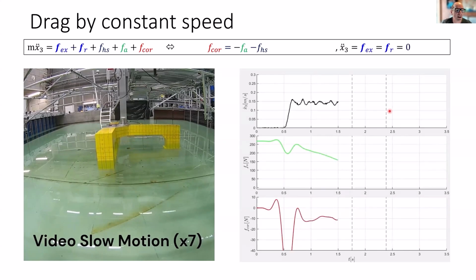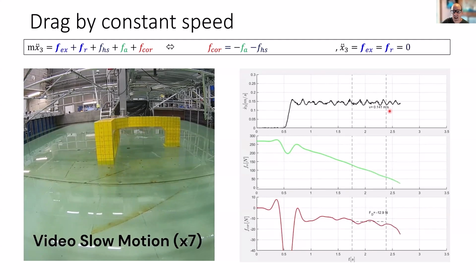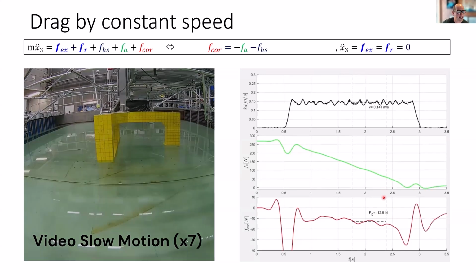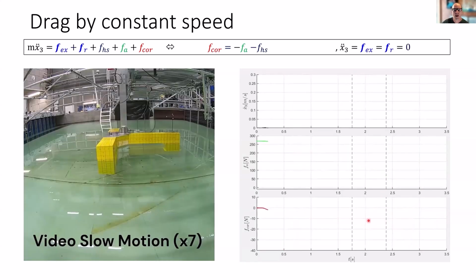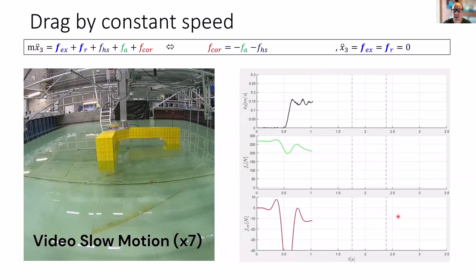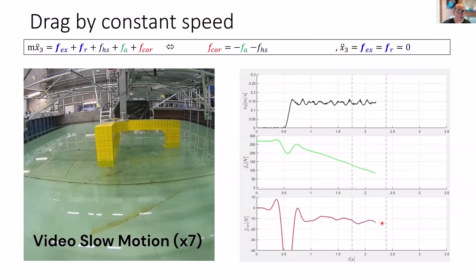In this case, we have merely a contribution from the hydrostatic part apart from the correction. The data from the actuator are compensated for the hydrostatic effect to get the correction force. And this correction is considered as a drag force, and it is taken as the mean value of the measurements during a time window where the response is fairly constant.